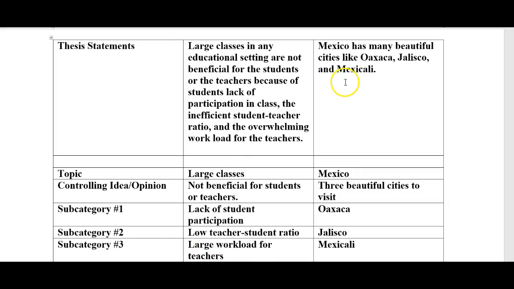The second one we went over was Mexico and its beautiful cities. The topic is Mexico. The controlling idea, or our opinion, is it has 3 beautiful cities to visit. There are more, but for the purpose, again, we're only going to talk about 3. And then those 3 cities would be Oaxaca, Jalisco, and Mexicali. So this is a comparison of the 2 thesis statements we just created.